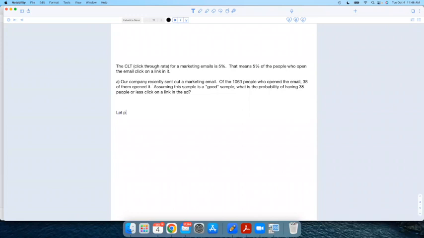So let P be the proportion of people who open an email that click the link. That's my population, people that actually open the email. Not everybody that got the email. The population is people that open an email. Success is they click the link.